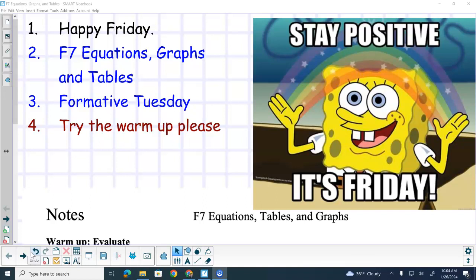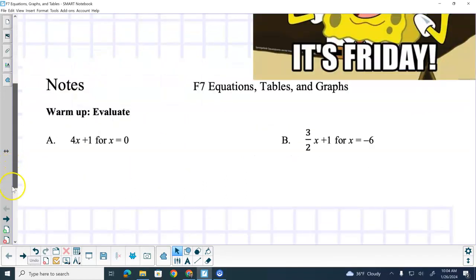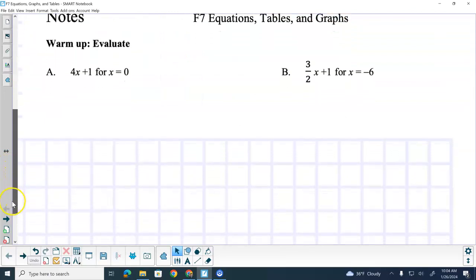Okay? All right? So what I would like you to do now is start with the two warm-up problems on F7, and that would be these two right here. Start by doing those right now.